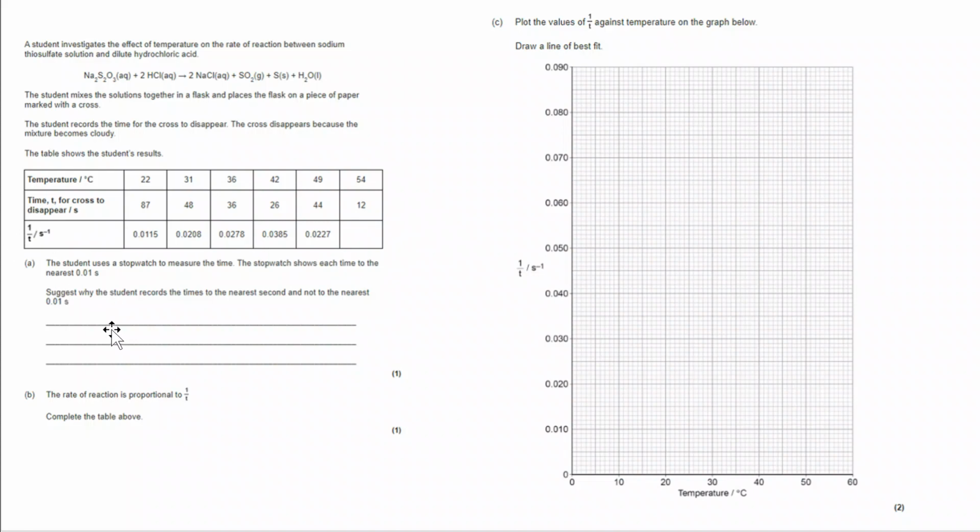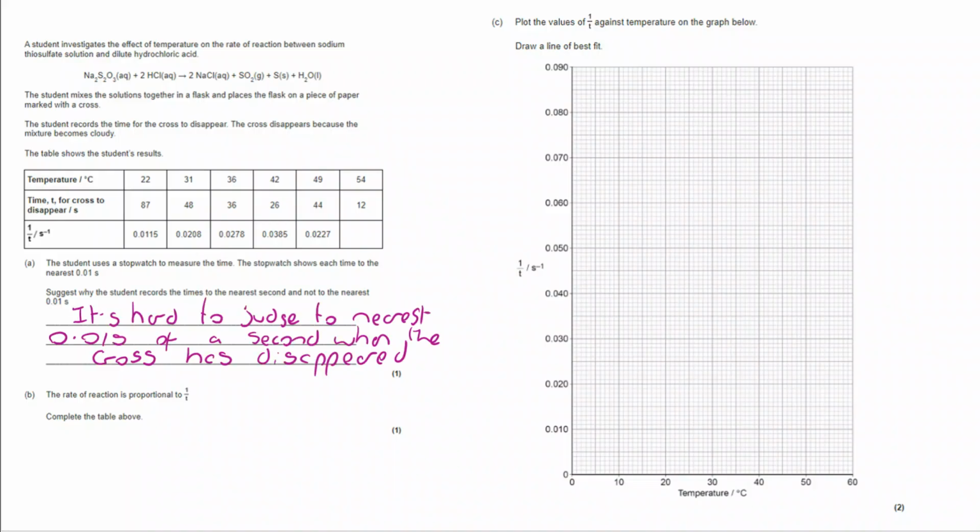For A, the student uses a stopwatch to measure time. The stopwatch shows each time to the nearest 0.01 seconds. Why would a student record time to the nearest second and not the nearest 0.01? Well, this is really about the fact that it's difficult to judge whether you can accurately say that the cross has disappeared within 0.01 seconds. Doing it as individual seconds, that's certainly more manageable.